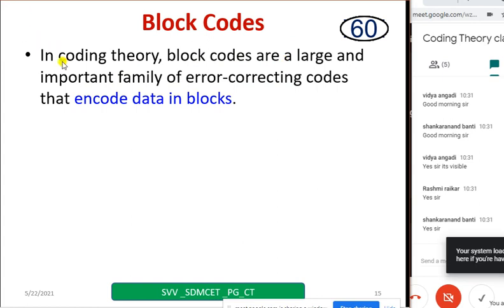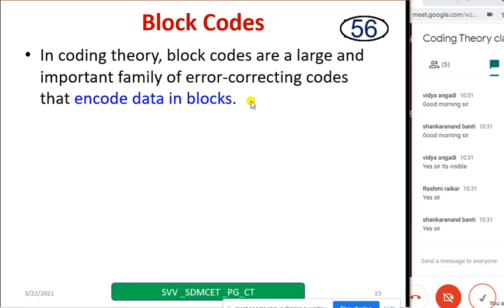Block code. In coding theory, block codes are a large and important family of error correcting codes that encode data in blocks. What is the meaning of block codes? See, I want to send a thousand bits together from the transmitter to the receiver. I make them into blocks. Each block I will take and I will encode. Hence, it is called block codes.